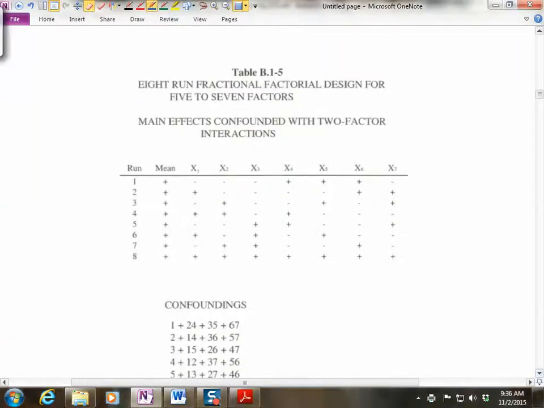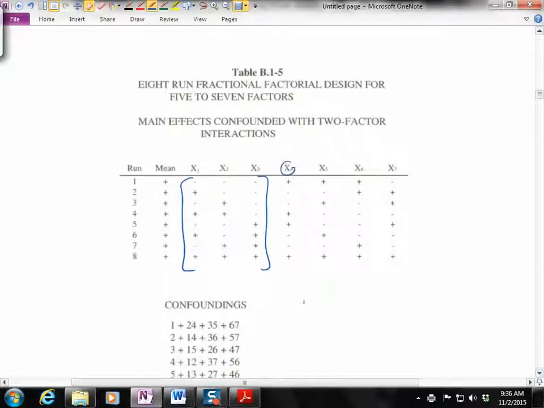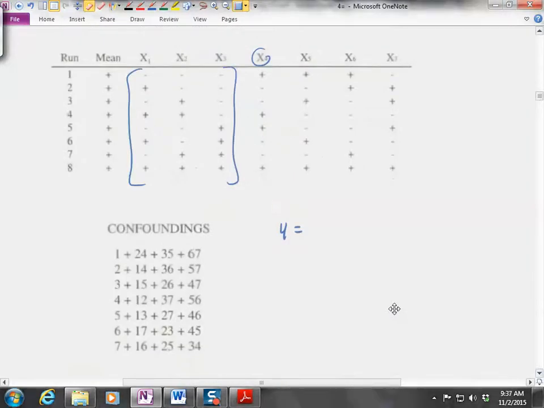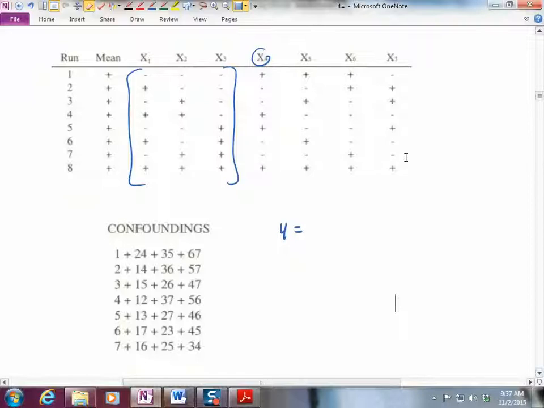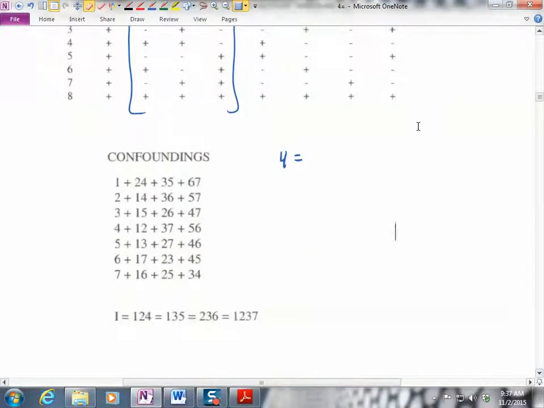So that is the base design. And we need a design generator for x4. So what is x4 confounded with? x4 is confounded with something in the base design. One way to do it would be just to look at the pluses and minuses in the x4 column and back it out, but that might take a while. Another way would be to look at this confounding pattern here. Or, even better, go down one more and look at this defining relation. Does this give us any clues what x4 was assigned to?